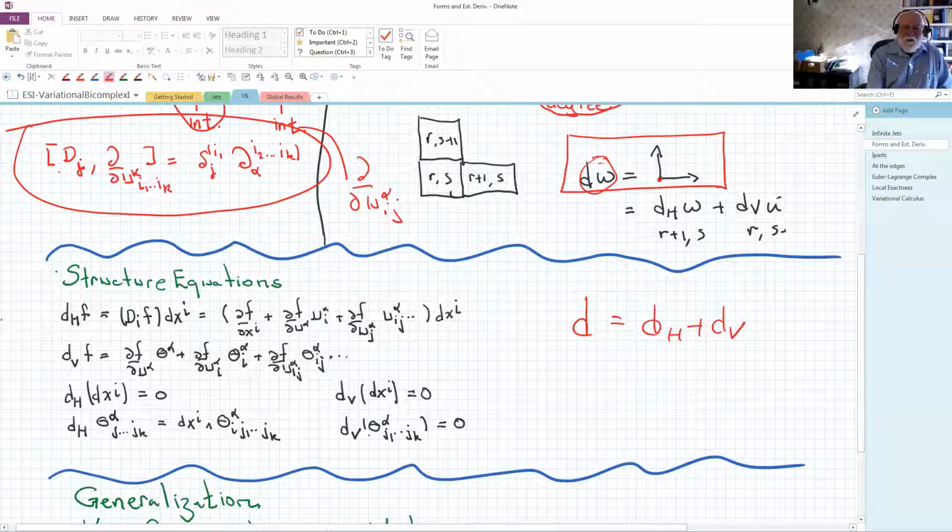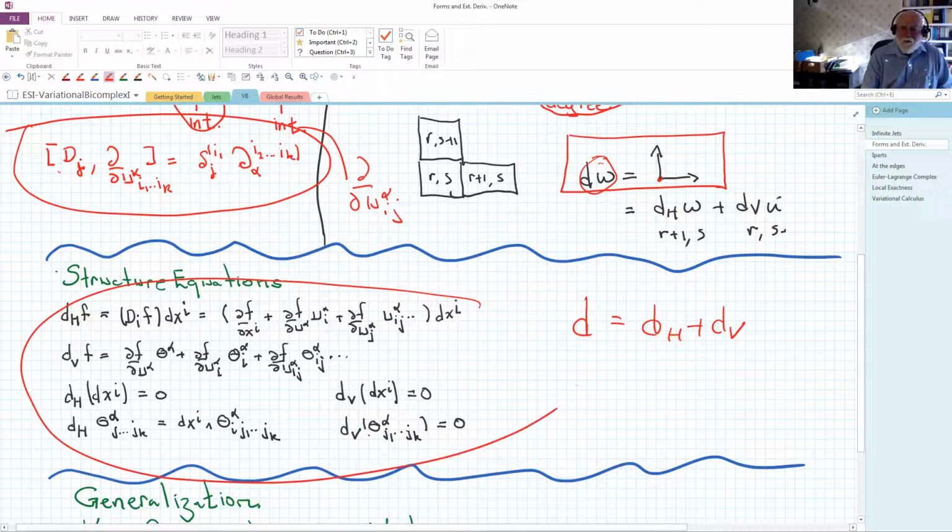And here are the structure equations for dH and dV. dH of a function is just the total derivative of the function. dV of a function is just sort of a variation of the function. It's du dV times contact forms. dH of dx is 0. dH of a contact form is the contact form of the next higher order. dV of dx is 0, and dV of the contact forms is 0. So right here, this is all the makings of our variational bicomplex.